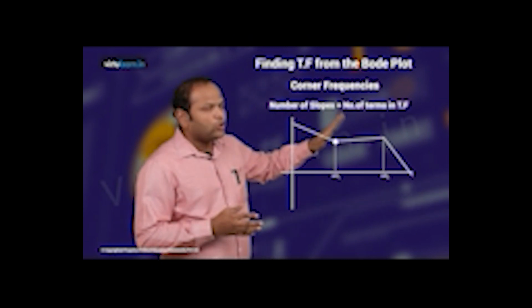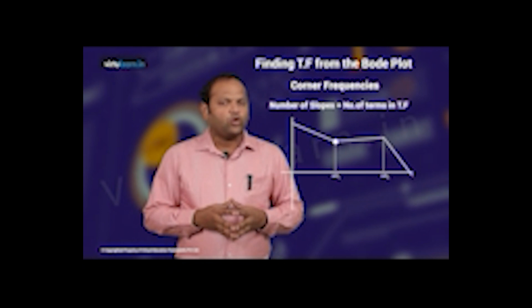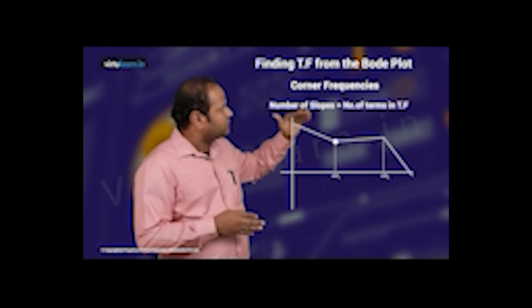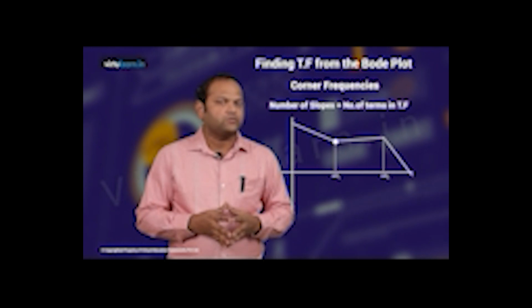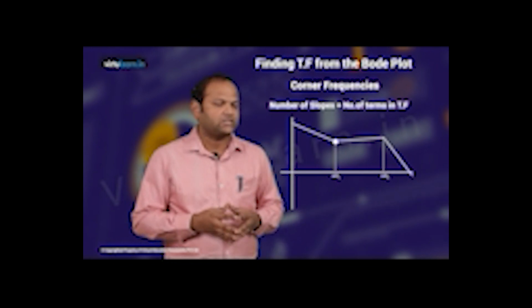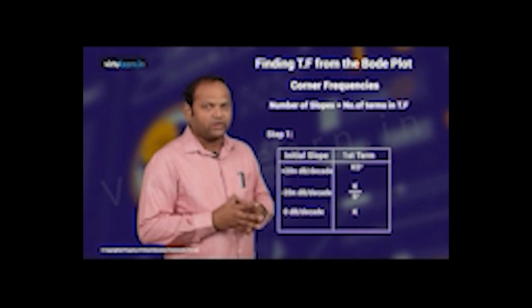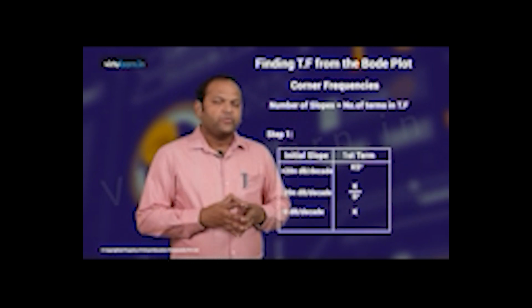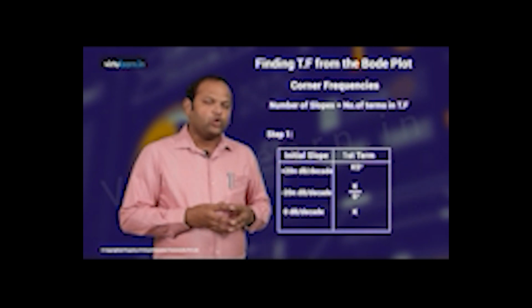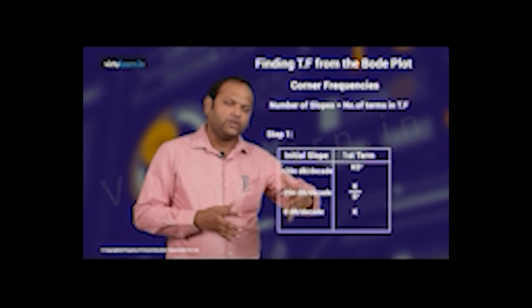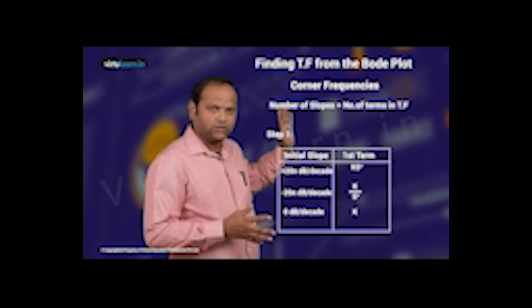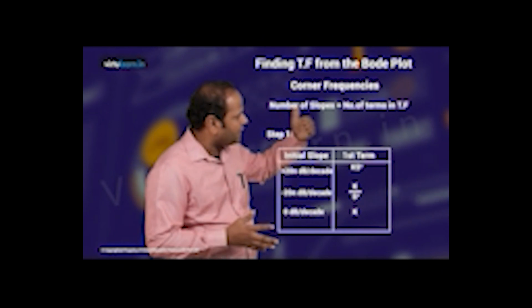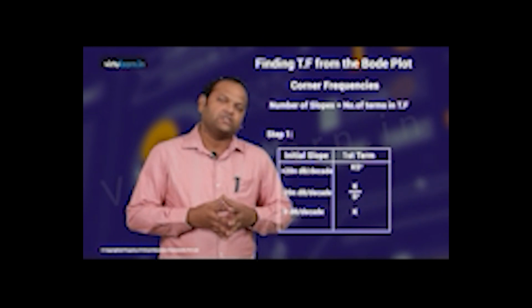The number of slopes gives the number of terms in the open loop transfer function. If you have 3 slopes including the initial slope, which means there are 3 terms in the open loop transfer function of the system. Now we'll take them one by one. The first is the initial slope. By looking at the initial slope, and with this table, you can write out the corresponding initial first term.